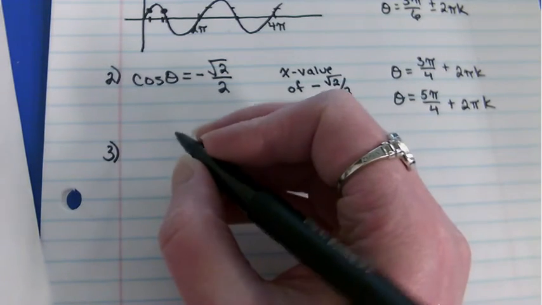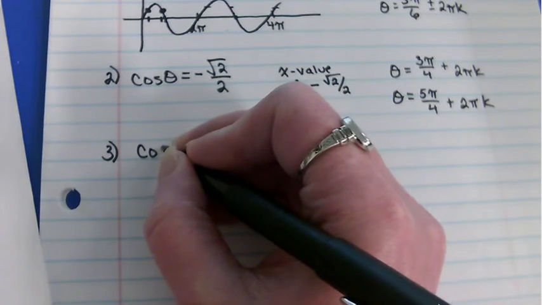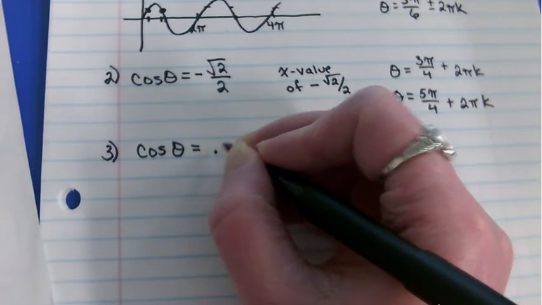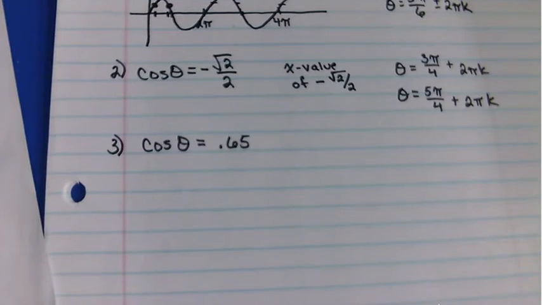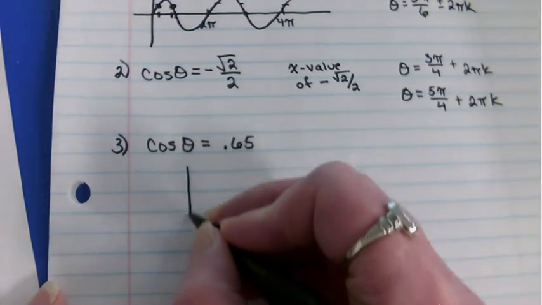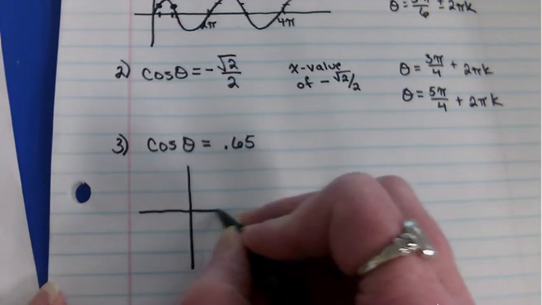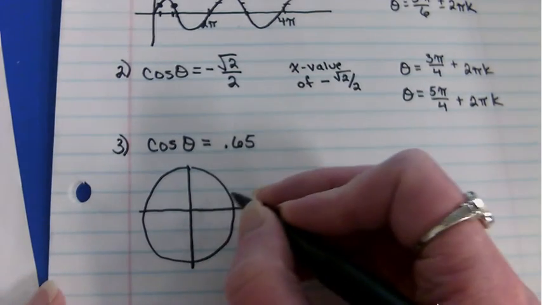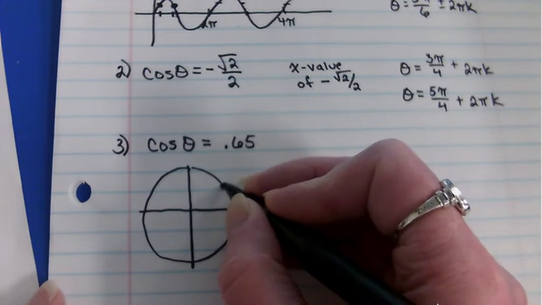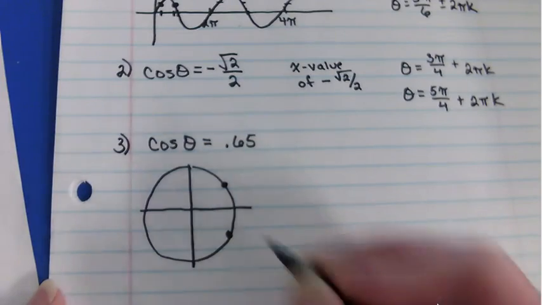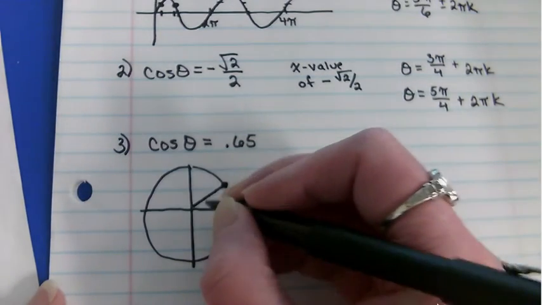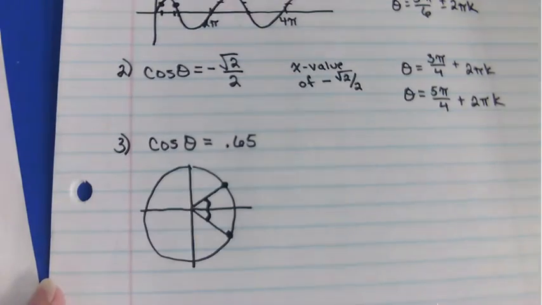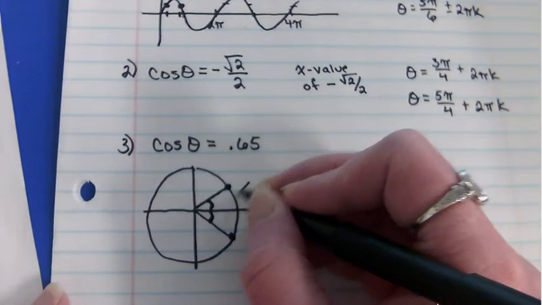Now, sometimes they're going to give you a weird number, and this one we'd have to do a little bit of work on. Let's say they gave me cosine equals 0.65. Okay, so that one isn't on my unit circle. That's an x value of 0.65, so it's going to be somewhere like right here. Or it could be right here, right? X value 0.65. I need to know this angle. And I need to know this angle. So first, let's find this angle.